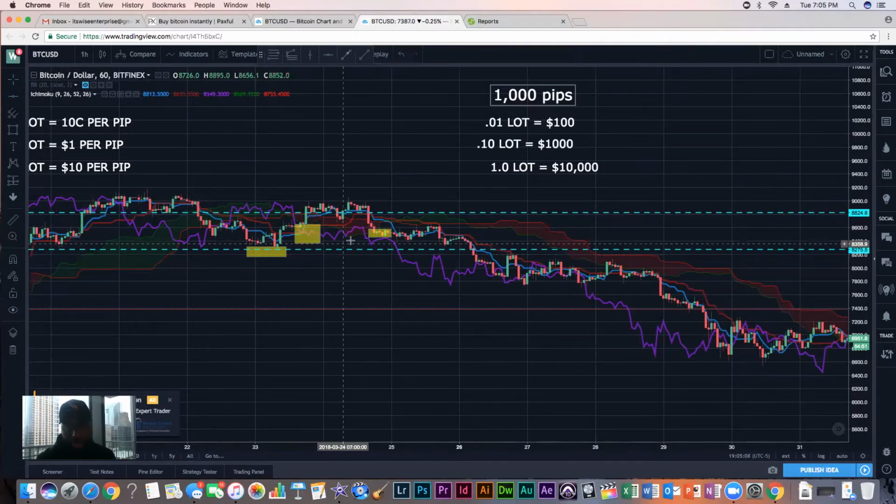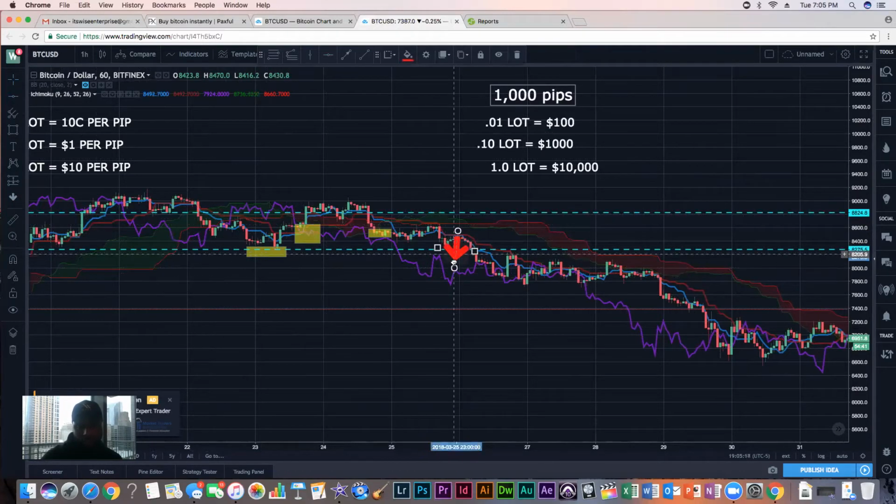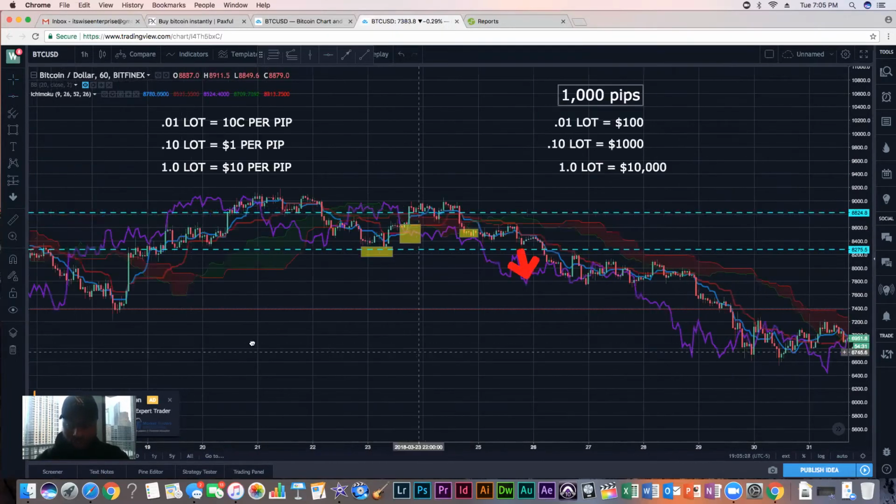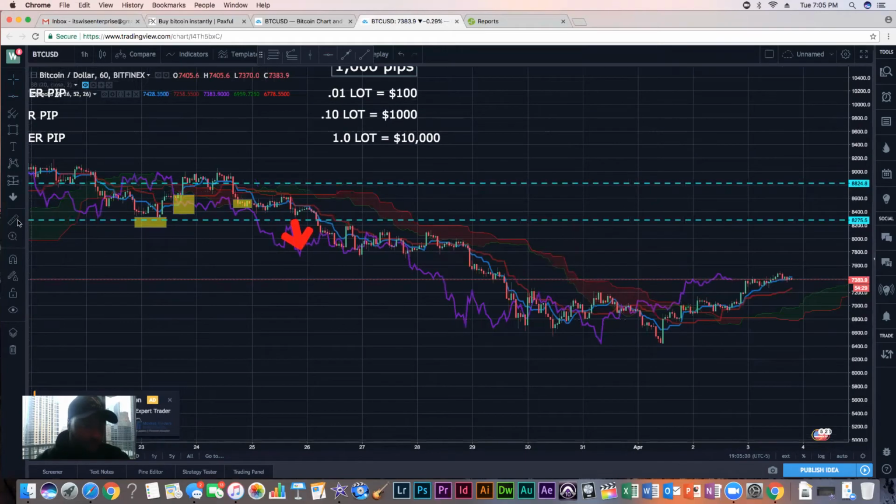Go right here. And as you see, it doesn't cross that breaker structure till right here. All right, so let's set up our... we know it's going down. All right, so let's grab this ruler and see how many pips we could have caught on this Bitcoin downtrend.